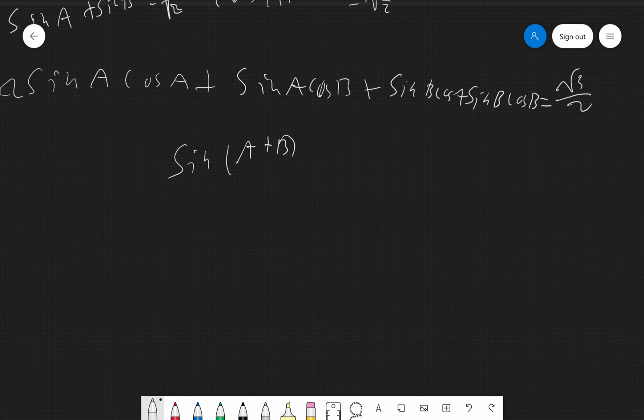Well, we know that 2 sine of A cosine of A is equal to the sine of 2A. 2 sine of B cosine of B is equal to sine 2B. So that means that sine of A cosine of A is actually just equal to the sine of 2A over 2. And the same thing with the B. Nice, we have a family of sines, and we don't know what to do with them. So we're gonna multiply by 2 on both sides.